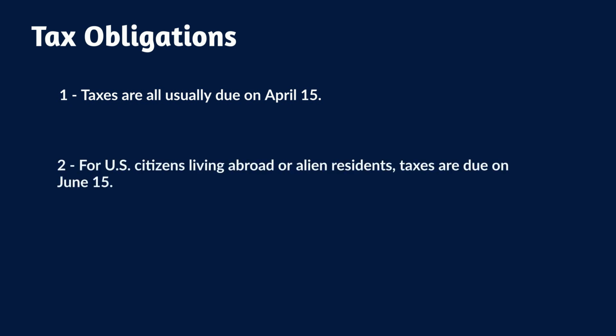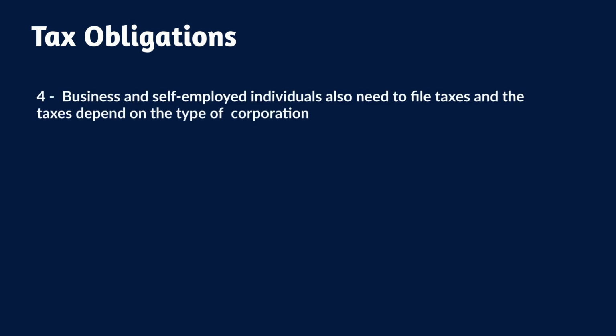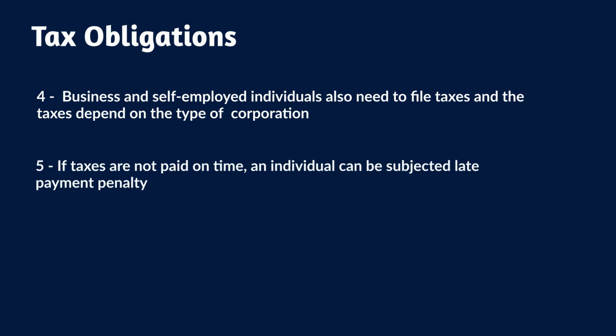Number 2, for U.S. citizens or alien residents living outside the U.S., taxes are due on June 15th. Number 3, students need to include scholarships and grants as taxable income and file taxes every year with all the income received. Number 4, businesses and self-employed individuals also have to file taxes, and the amount depends on the type of corporation. Number 5, taxes should be paid on time to avoid penalties and interest.